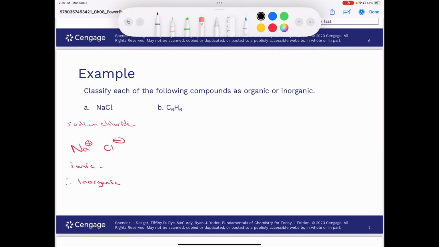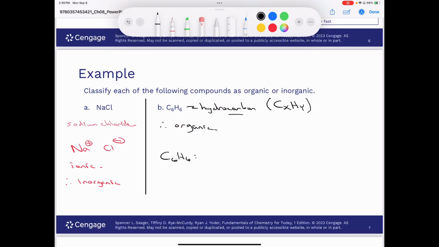All right, and then the next compound, C6H6. Well, this is what we call a hydrocarbon. And a hydrocarbon is some kind of molecule that's made out of carbon and hydrogen. So it's going to have a generic formula CxHy, okay? That's a hydrocarbon. And you can see it has carbon in it, obviously, and carbon is in the name. So this is definitely, we'll put here, therefore, organic.